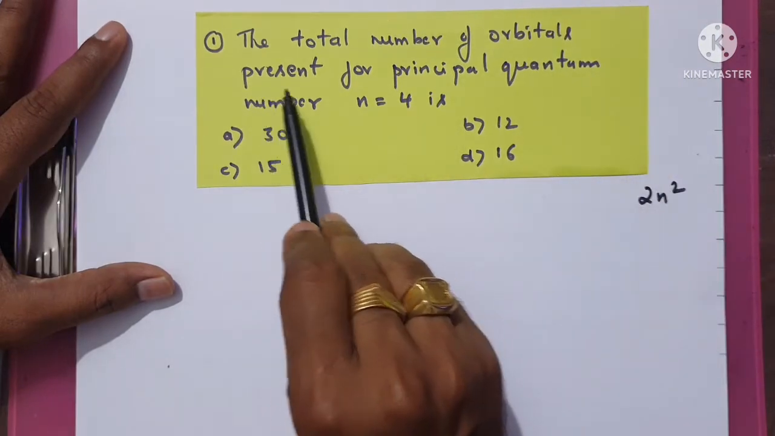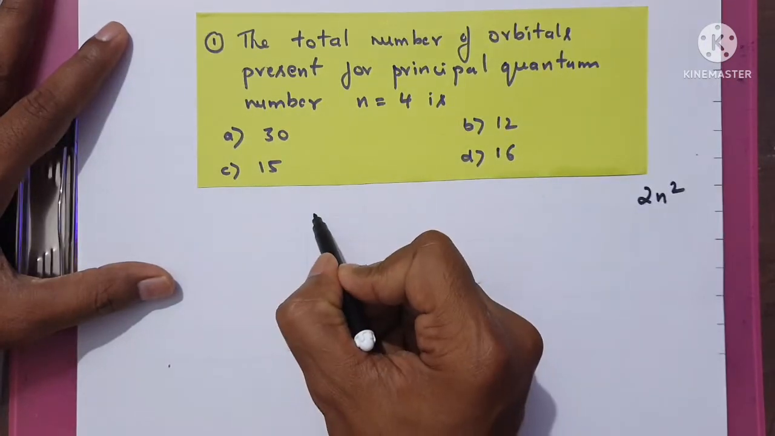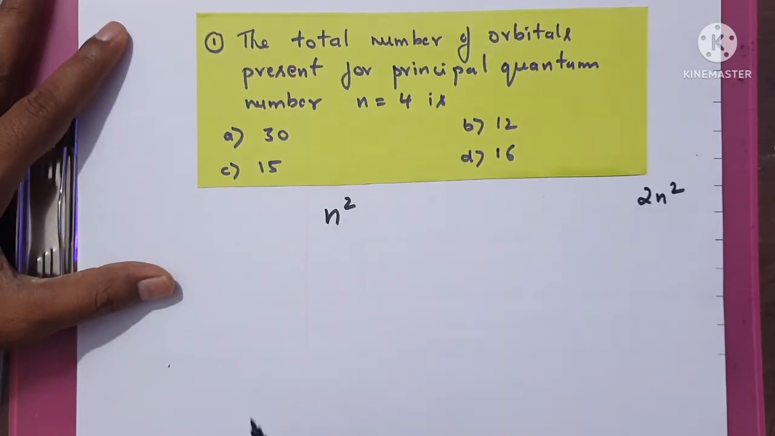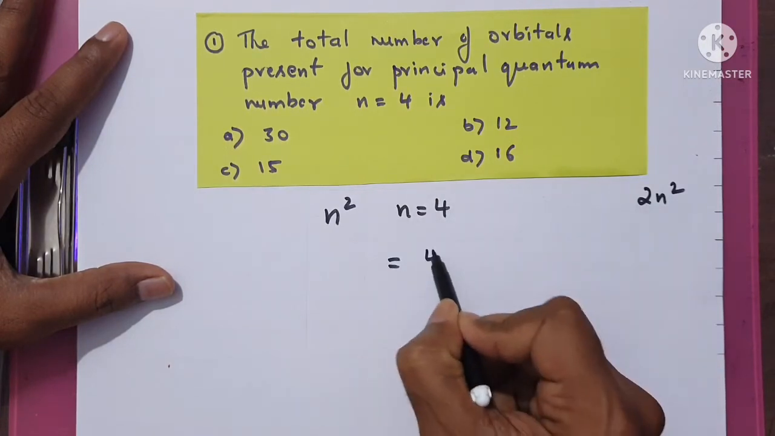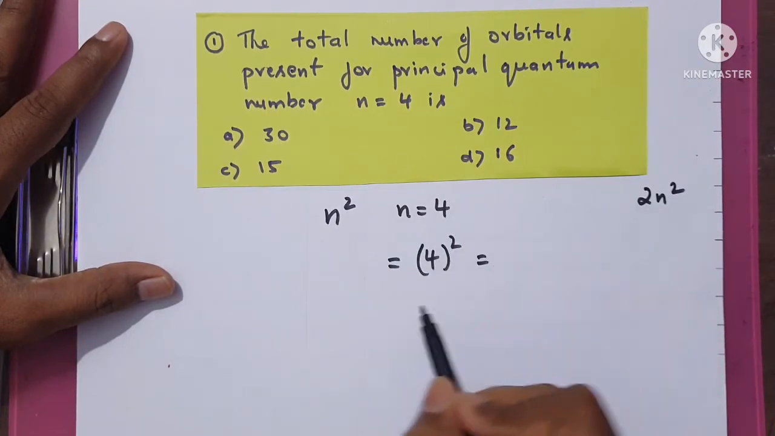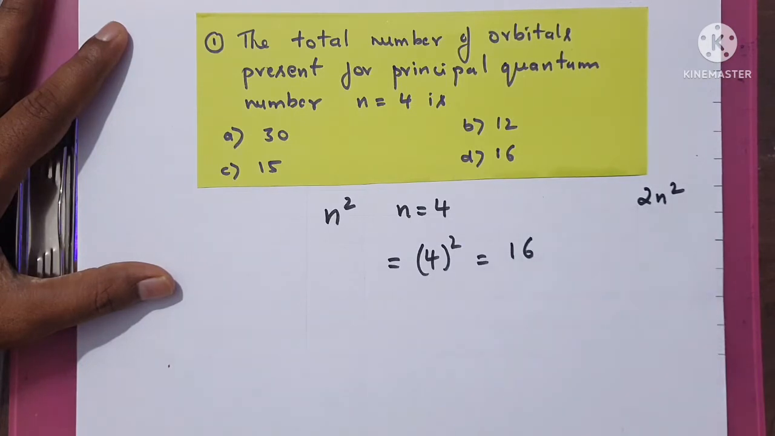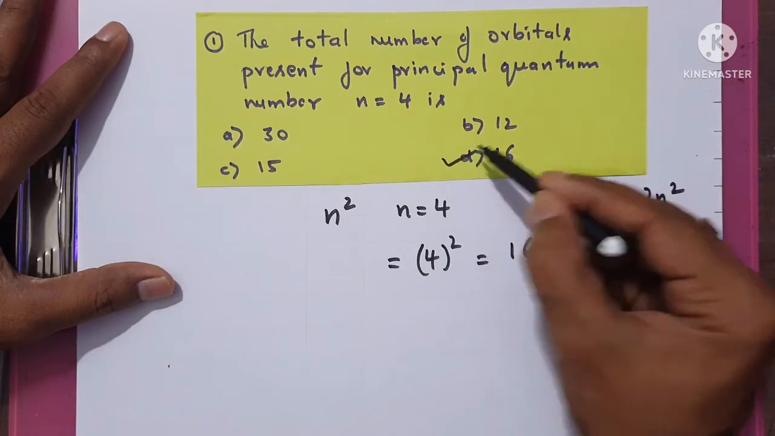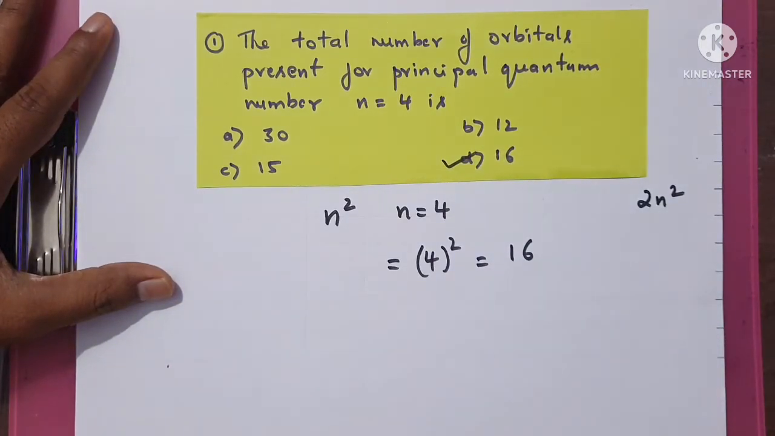Whereas here they are asking you to find the total number of orbitals. The number of orbitals can be calculated by the formula n square. Here n is equal to 4, therefore it's very simple, that is 4 square, 4 fours are 16. Therefore option D is the correct answer. Hope it was a very easy question. We'll go for the next question now.